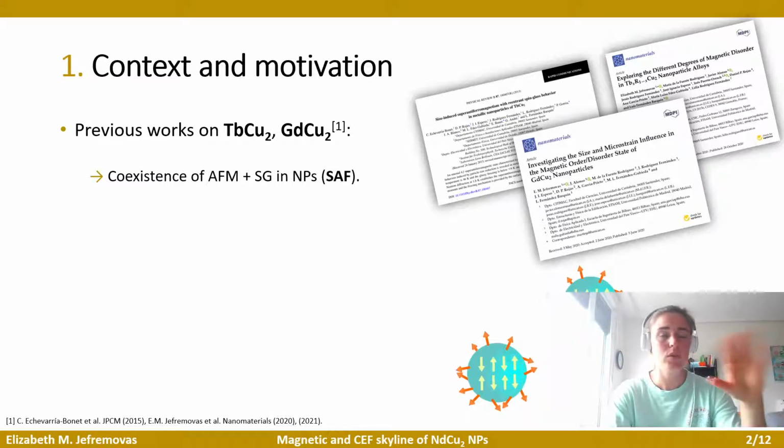Let's put this in context. Our previous evidence showed that rare earth-based nanoparticles, being binary alloys with copper, reveal the coexistence of an antiferromagnetic core, but the surface is in a spin glass phase, yielding a superantiferromagnetic global state.